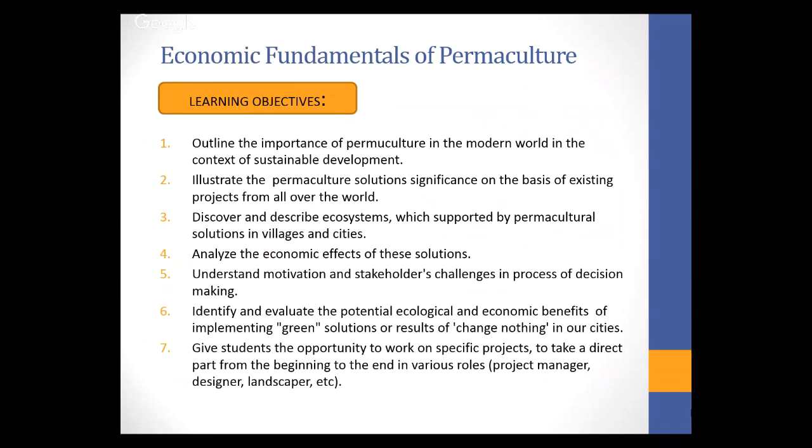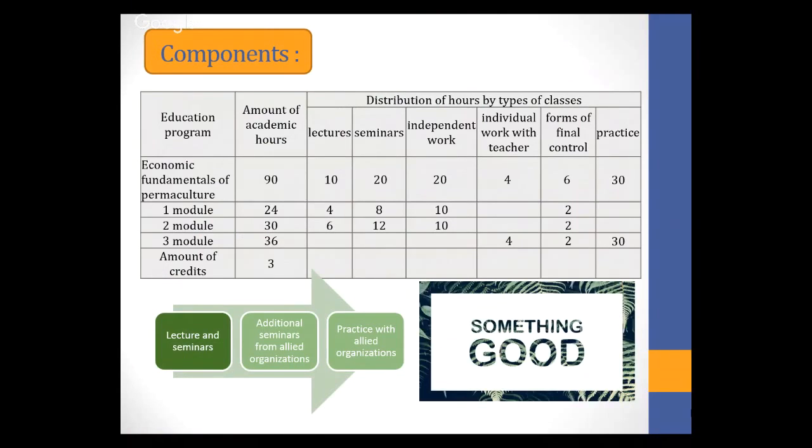The most important, in my opinion, is to discover and describe the ecosystem which is supported by permacultural solutions, and identify and evaluate the potential ecological and economic benefits of implementing green solutions in urban environments. So how to achieve all this? The way I see it consists of three main parts and components in the education program. There are three modules, including lectures and seminars, additional seminars from allied organizations, and practice with allied organizations.